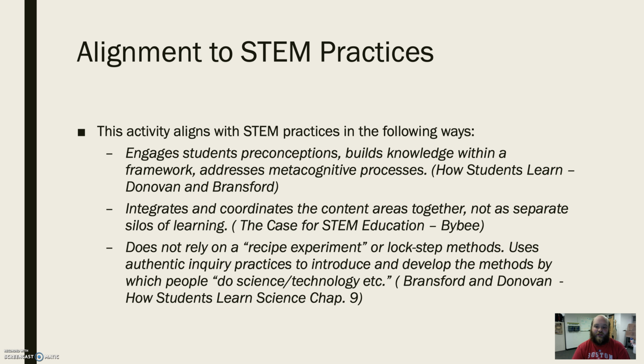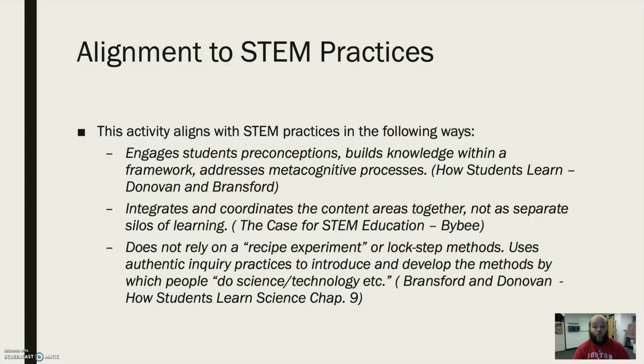It integrates and coordinates the content areas together, not as separate silos of learning. So the different processes by which you eliminate what it could or couldn't be are all involved with science. I mean, obviously we're doing basically a material science process, so there's a lot of science as to why and how each material is what it is. So you're explaining those.